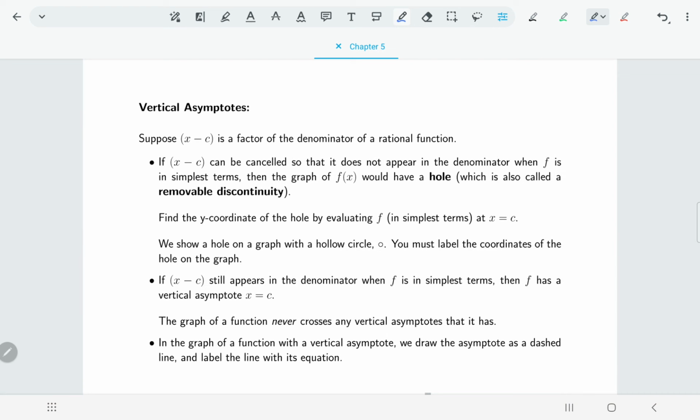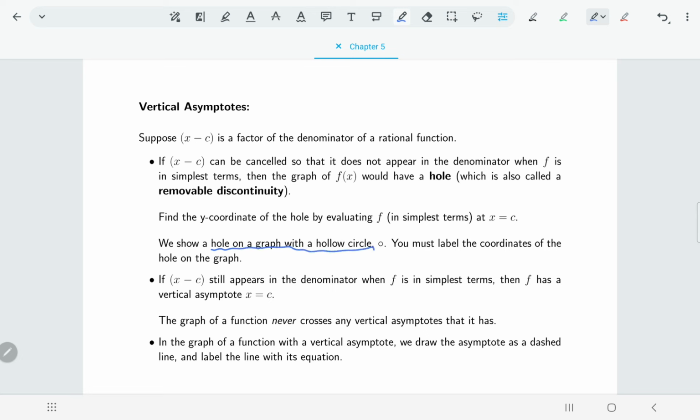Now, we have to be a little bit careful here. Two things to remember. The first part is that a hole is a point, and we're going to be plotting it as we did back in section 3.2 when we did piecewise defined functions. We show holes as a hollow circle drawn on our graph, and we're going to have to label the coordinates for that point, which means that although we know on the previous example we'll have a hole when x is 2, we'll also need to know what the y value is when x is 2. And for that we'll use the simplified version of our function.